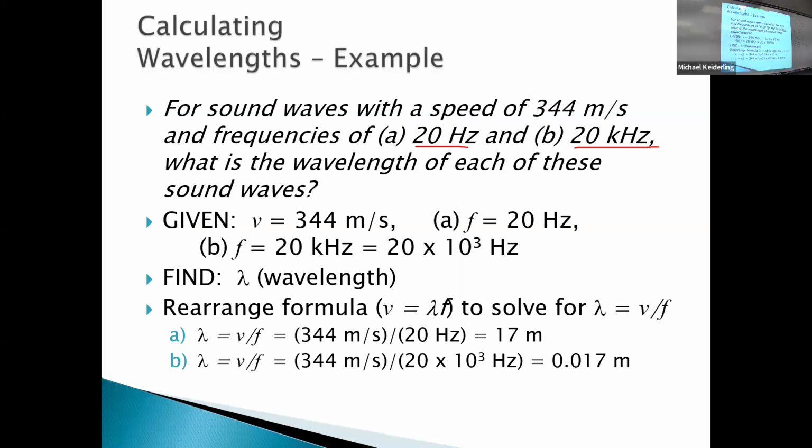So 344 meters per second divided by 20 hertz is 17 meters. That's more or less normal speed of sound in air. It's a little high, but might be a warm day. And 344 meters per second divided by 20,000 hertz, that's 0.017 meters.